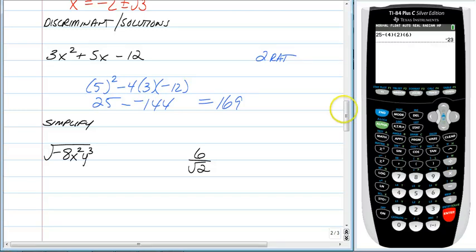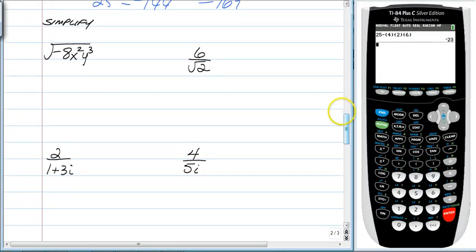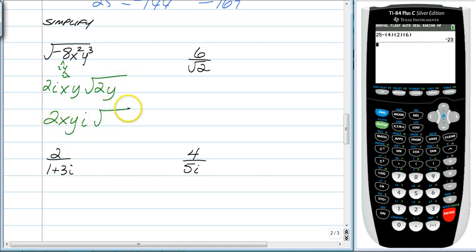We had a lot of simplifying to do in this chapter. You can simplify with just straight up square roots. So the square root of 8, you know, is going to break down to 2 and 4 and 2 and 2. So the square root of 8 is going to be 2 root 2, but you do have this negative, so you're actually going to take out a 2i and have a root 2 inside. Square root of x squared is x, and the square root of y cubed is y, since 2 goes into 3 once with the remainder of 1. So your final answer, 2xyi root 2y.